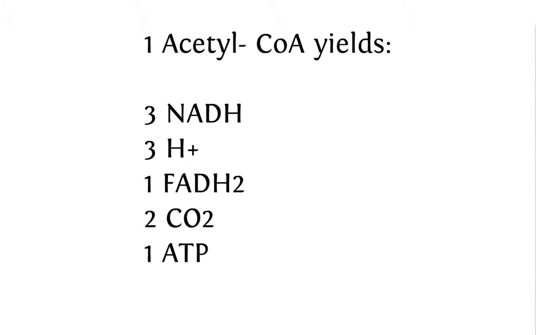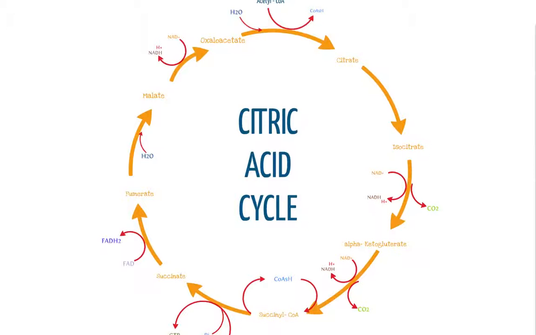The overall cycle allows one acetyl-CoA to yield 3 NADH molecules, 3 hydrogen ions, 1 FADH2, 2 carbon dioxide molecules, and 1 ATP. Just a reminder, one glucose molecule is cleaved into 2 pyruvate, so if you want to calculate the yield for a glucose molecule, you must double all the products made by one acetyl-CoA. I hope this helped you further understand the citric acid cycle.